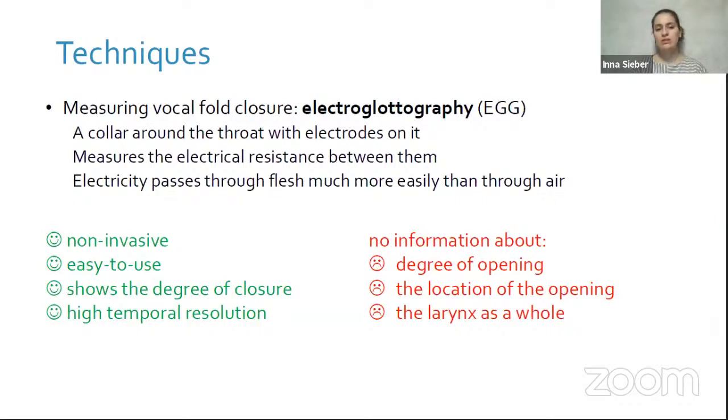This technique is non-invasive, so it is more or less safe and easy to use, and it can show the degree of closure in the glottis. It has high temporal resolution, so you can see what happens in each millisecond. But at the same time, you can't see the degree of opening because the resistance is the same for different degrees of opening. You also can't locate this opening and see how the larynx works as a whole.